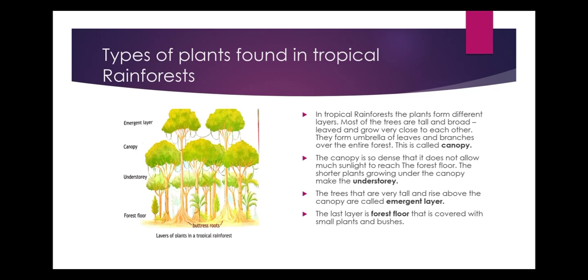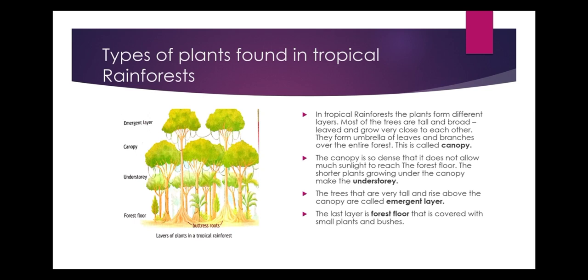So children, in this slide we will learn about the types of plants and trees found in tropical rainforests. In tropical rainforests, the plants form different layers. Most of the trees are tall and broad-leaved and grow very close to each other. They form an umbrella of leaves and branches over the entire forest. This is called the canopy. You can see it even in the diagram. The canopy is so dense that it does not allow much sunlight to reach the forest floor.